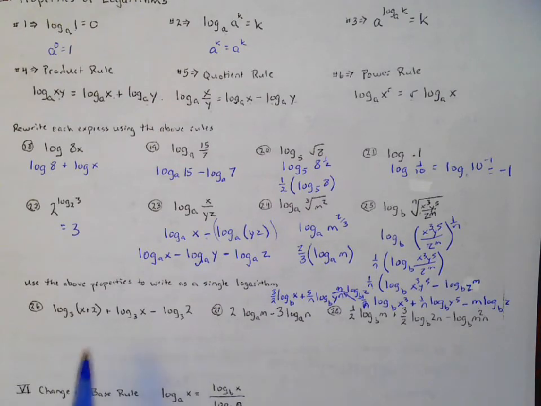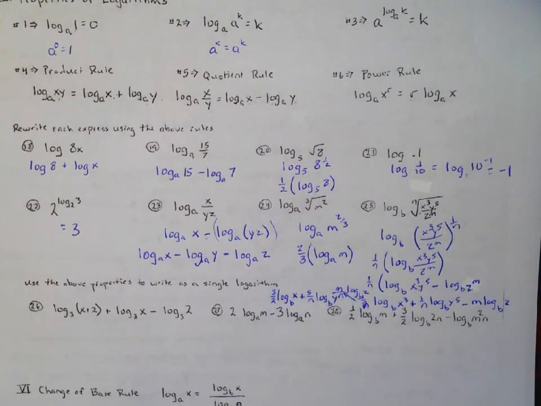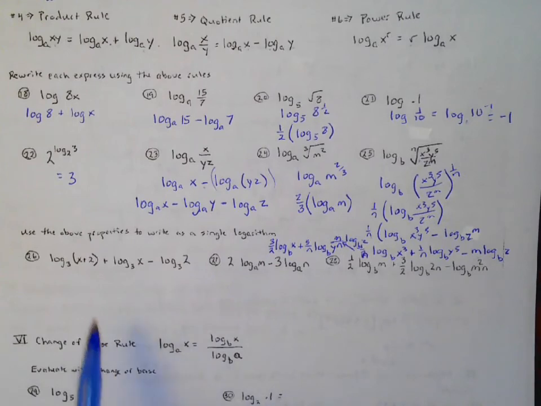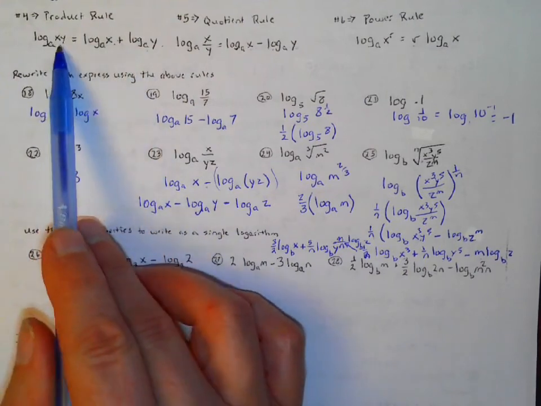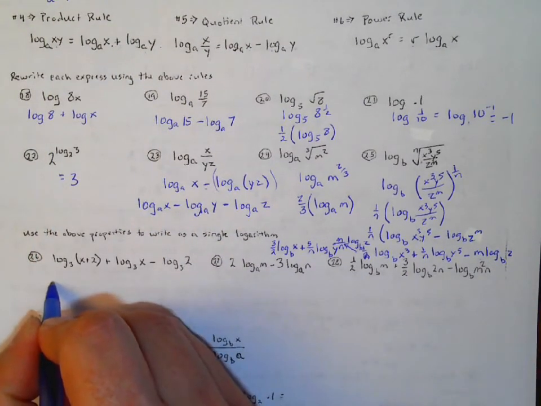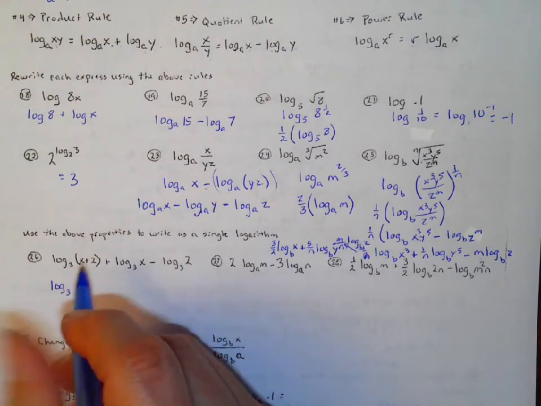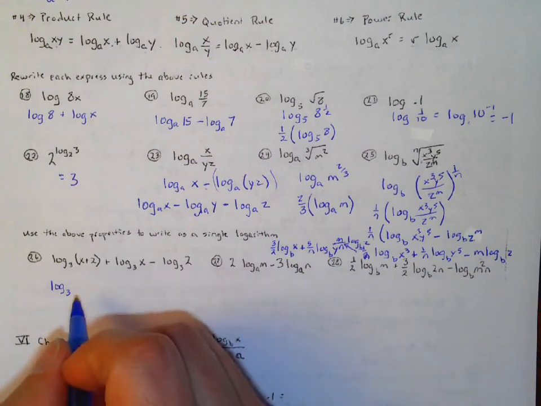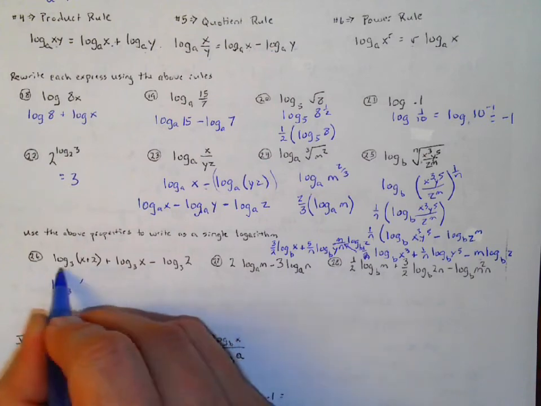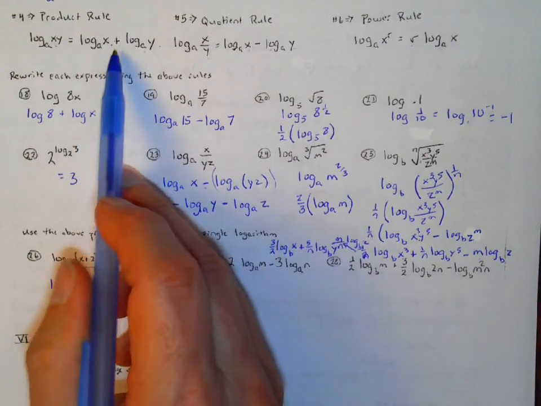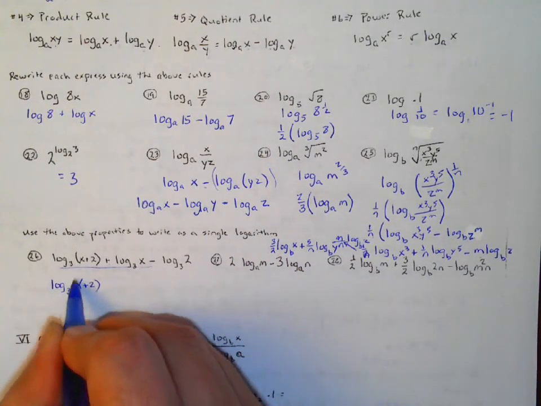Now, let's take it the other way. Let's take it as something expanded and write it into something like this. Okay, so this first one here, if you're adding, we can think about that as the product rule. So we can say this is log base 3 of, okay, so these two right here, adding is the product rule, right? So it's like multiplying this together. This would be x plus 2 times x.